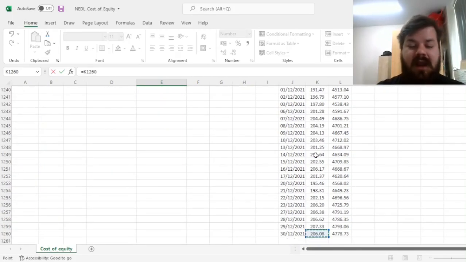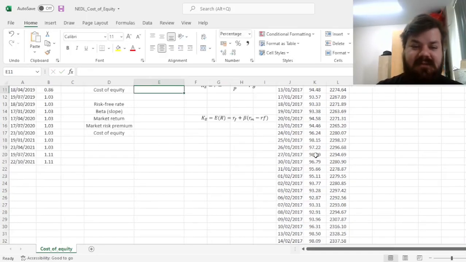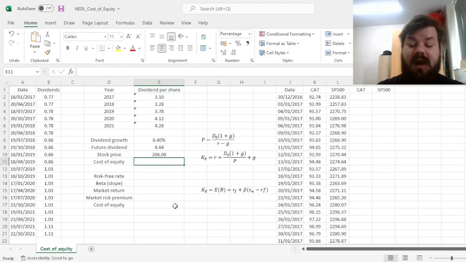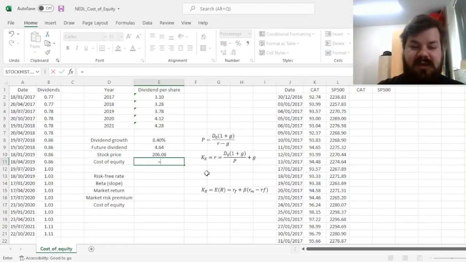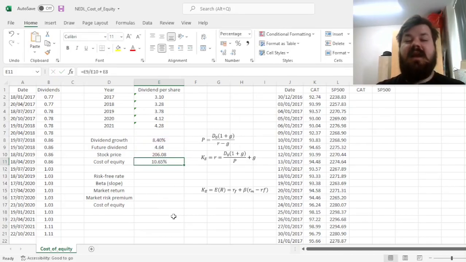The most recent stock price can be looked up over here. That's the stock price at the year end of 2021, $206.08. And then we are ready to figure out the cost of equity as per the Gordon growth or dividend discount model. To do that, we'll simply need to divide the future dividend onto the stock price and add the dividend growth rate as per this particular formula, resulting in a cost of equity estimation of 10.65%, which is, all in all, quite a realistic and reasonable figure to report.